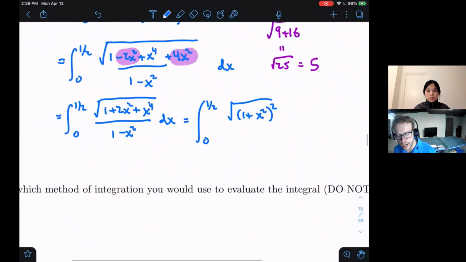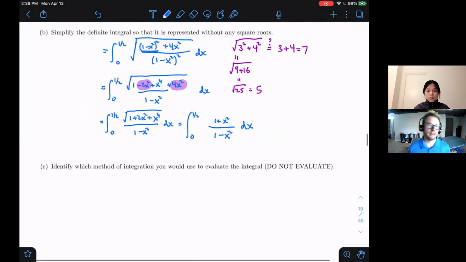Good. So now let's go ahead. Actually, I'll skip a step here to some extent, and I'll cancel that square and that square root, and we'll have this. And so again, our task for this was to simplify the definite integral so that it can be represented without any square roots. So at this point here, there are no square roots remaining.